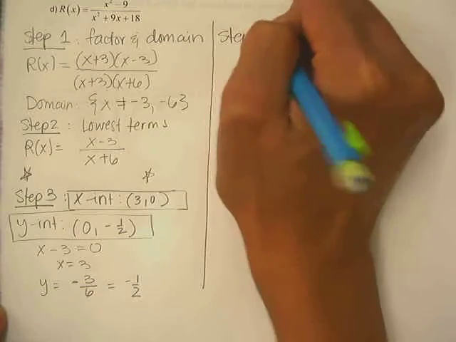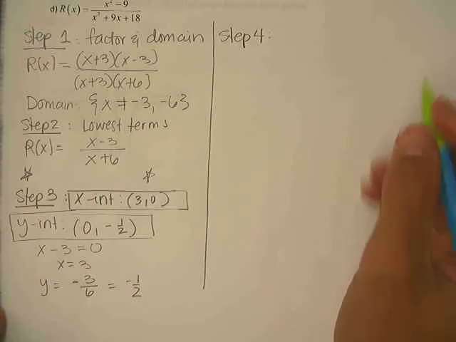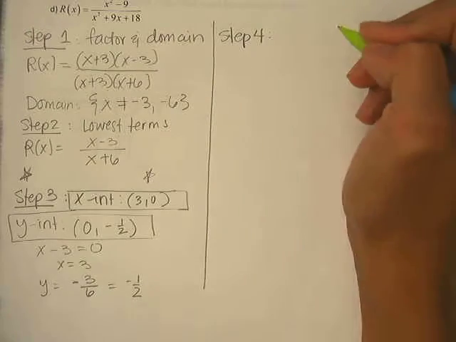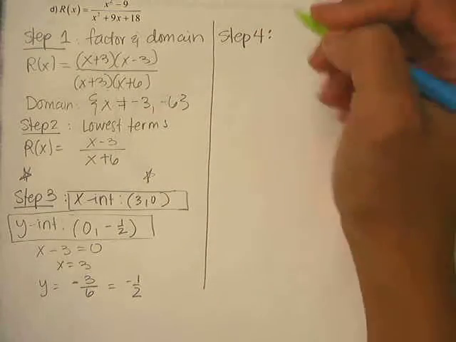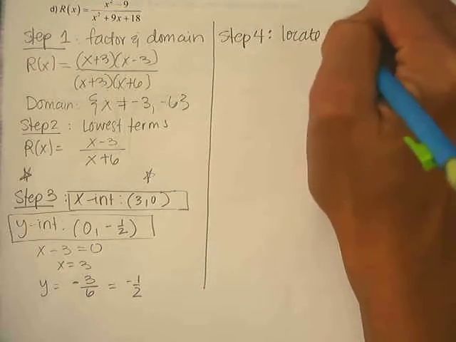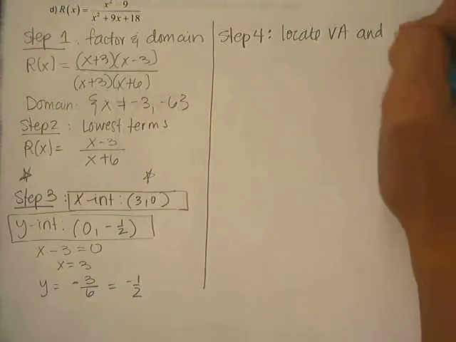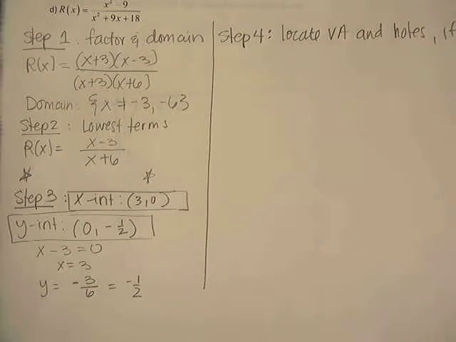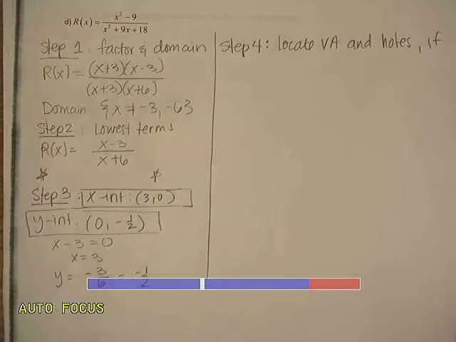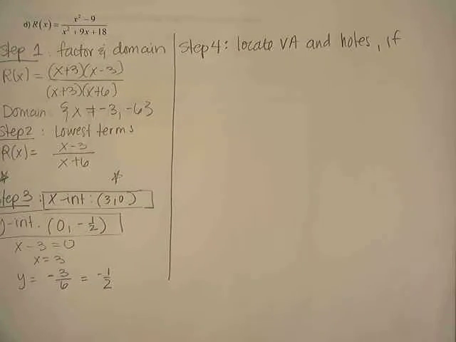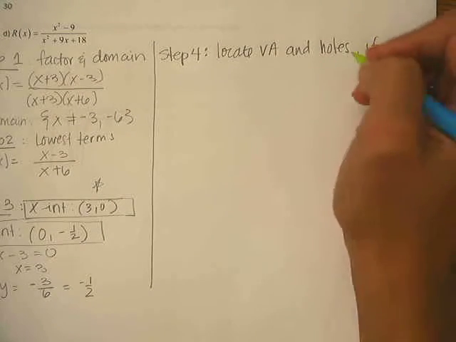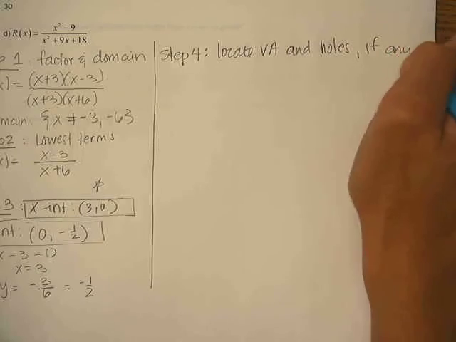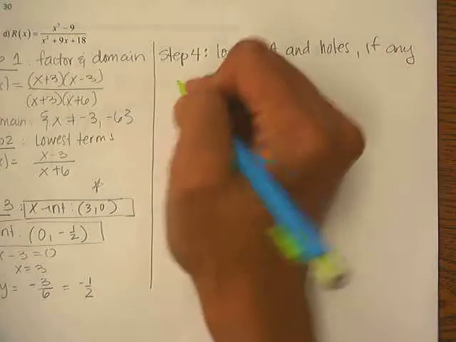Step number 4 says locate the vertical asymptotes. Now, for this particular example, because we did reduce something, I'm also going to add, and this is the way that your test will be worded: locate VA and holes, if any. Because now we actually have a hole. Up to this point, we didn't have any, so I didn't have to fix this. We do have a VA.